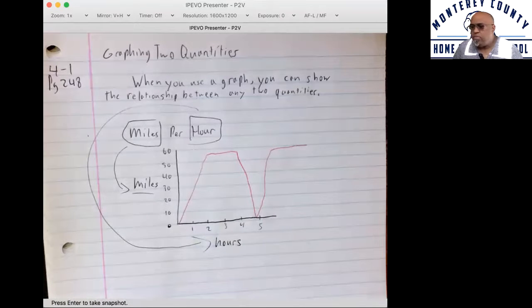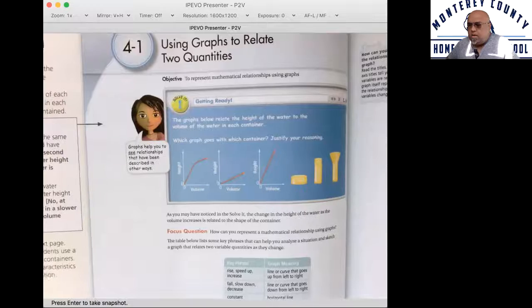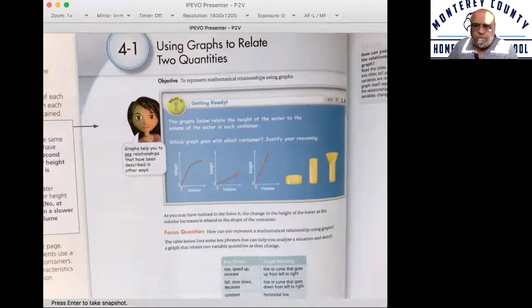Okay? So mainly with this lesson, it's not so much that you're going to be doing any serious graphing. Basically what you're going to be doing is just looking at different relationships and trying to get an idea of what those would look like. I'm going to go ahead and put my book here under the screen. Okay.